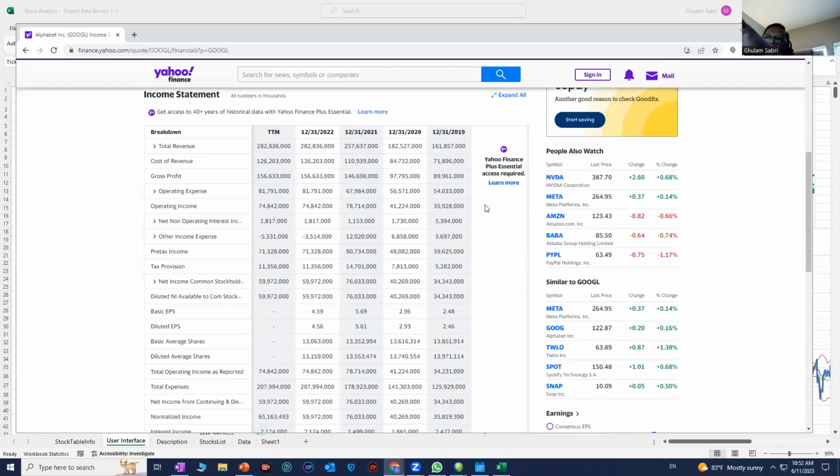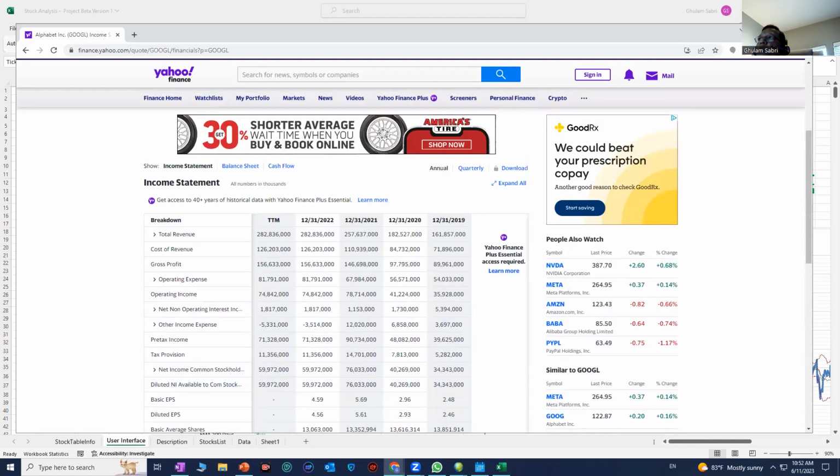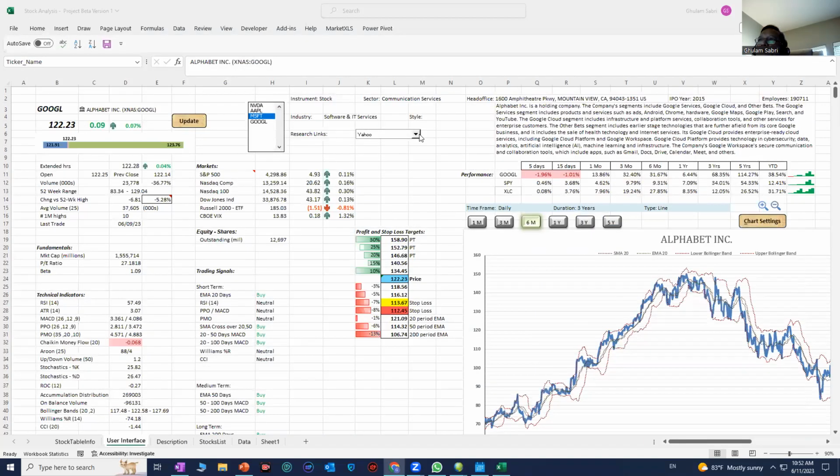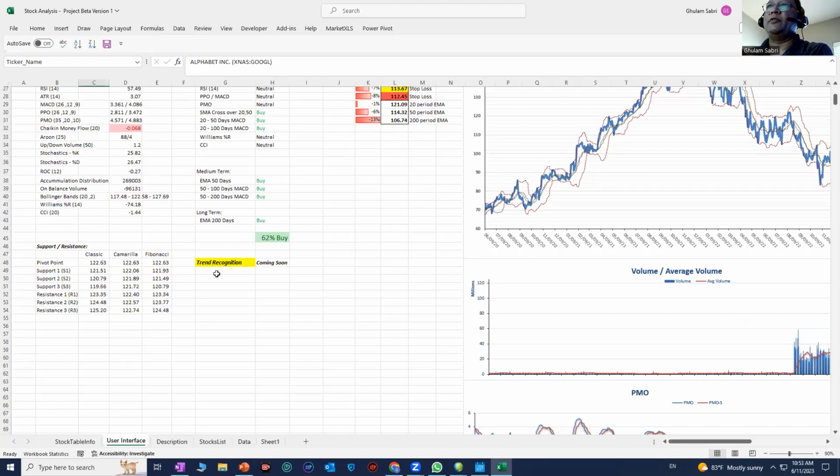So this information, like your pre-tax income, total revenue, cost of revenue, if you want access to that for a particular stock, all you need to do is press this button and it will take you straight to the website of your choice: Yahoo, Zacks, Investing. Everyone has their own plus and minus, some provide more information, some less, but it saves you time. Immediately you go from this spreadsheet to that link and get more information if you want to. Otherwise, there is plenty of information which you can access here and make a decision on the basis of this, especially when the trend recognition indicator comes into play.